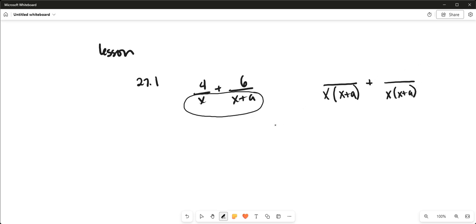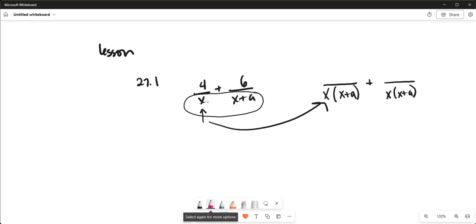And so we're just going to look for what we had to multiply this by in order to get to here, okay? So I'm going to do that in a different color. I multiplied this times x plus a to get to x times x plus a. So I also must multiply the numerator by that. So that means that my new numerator is going to be 4x plus 4a.